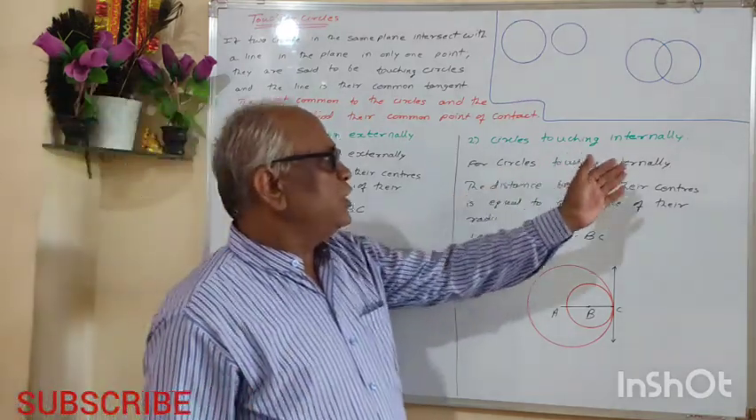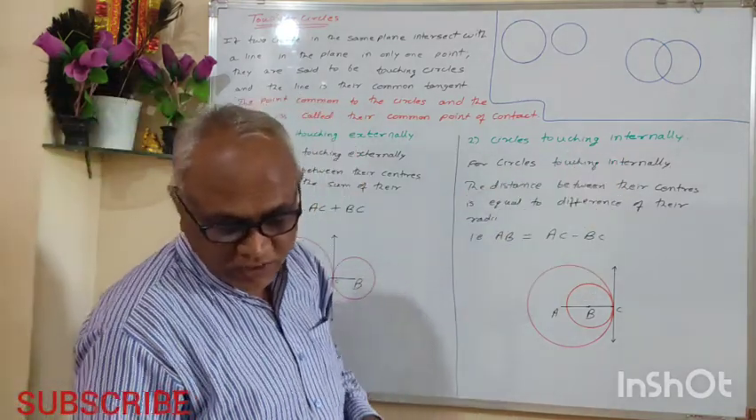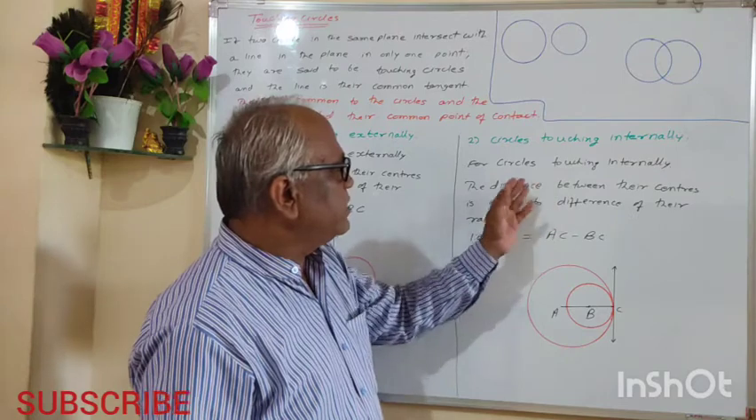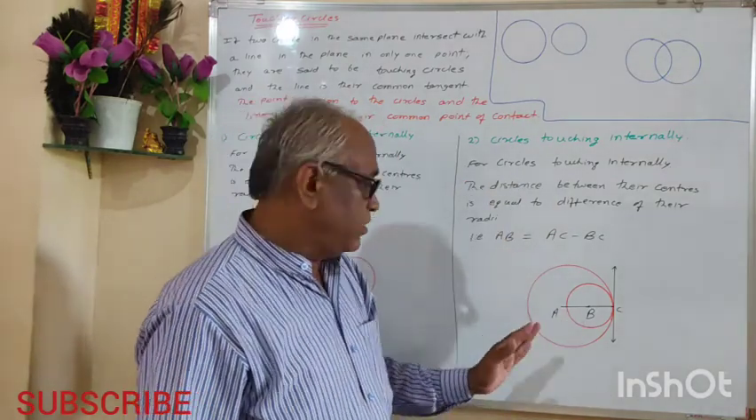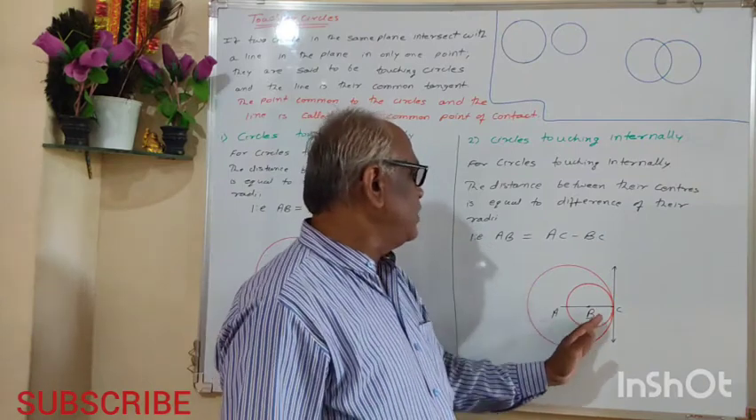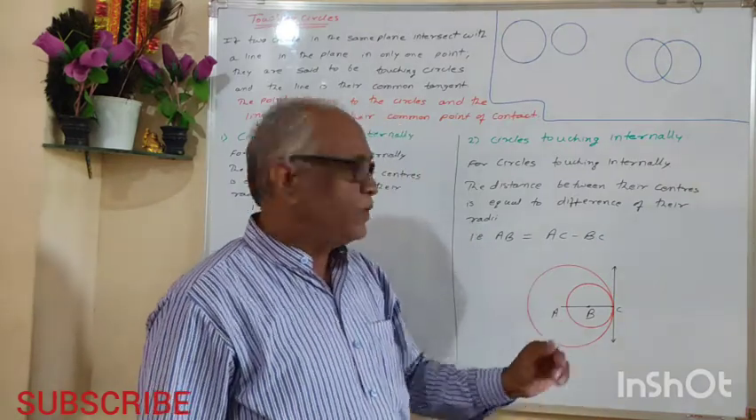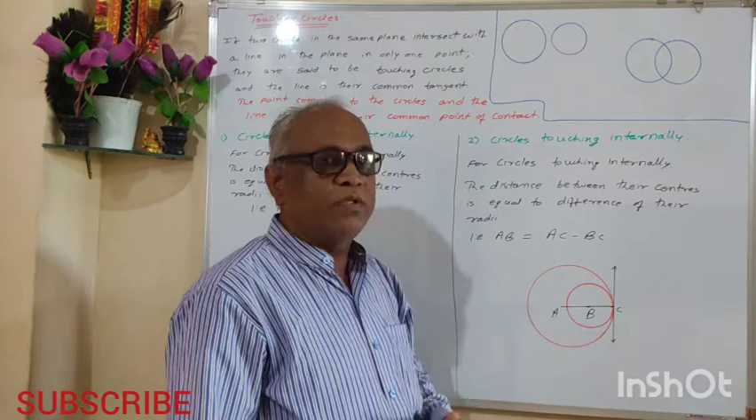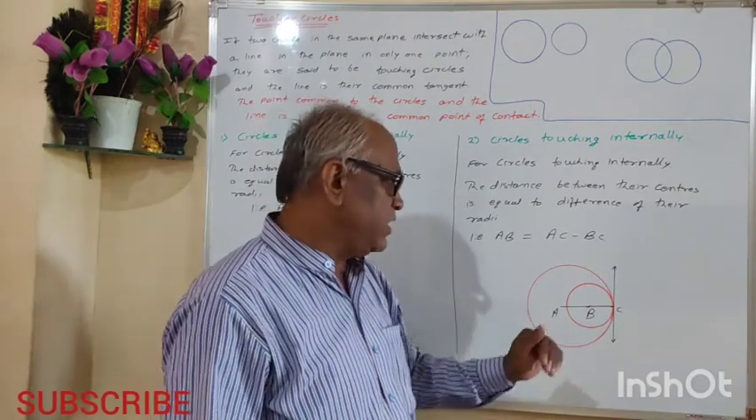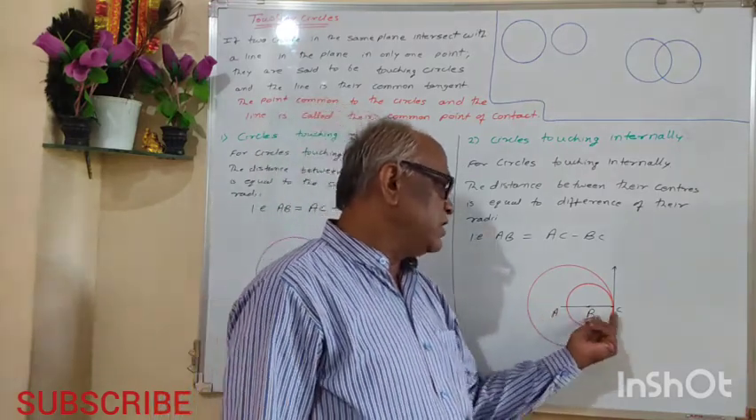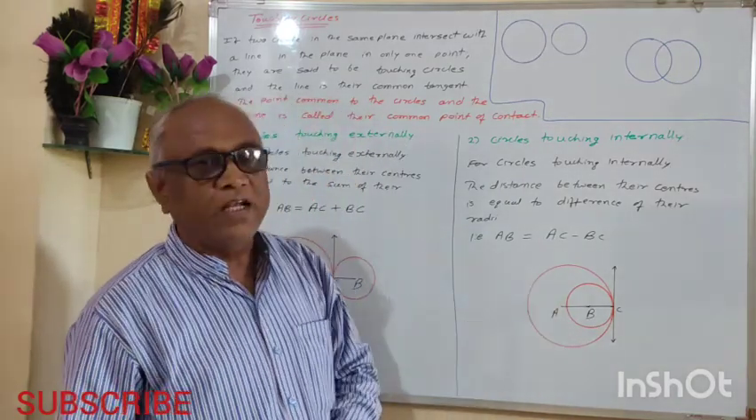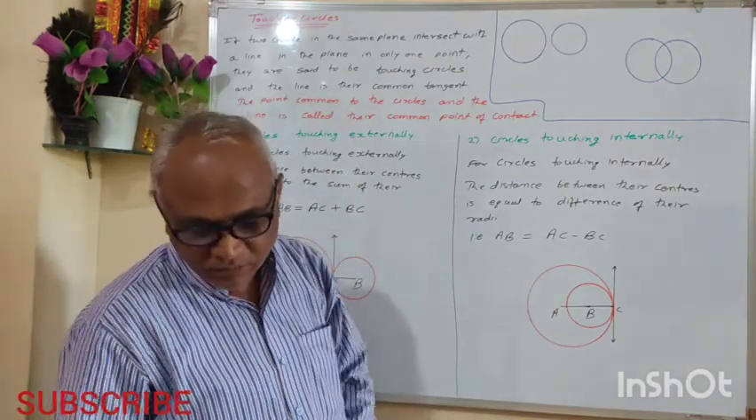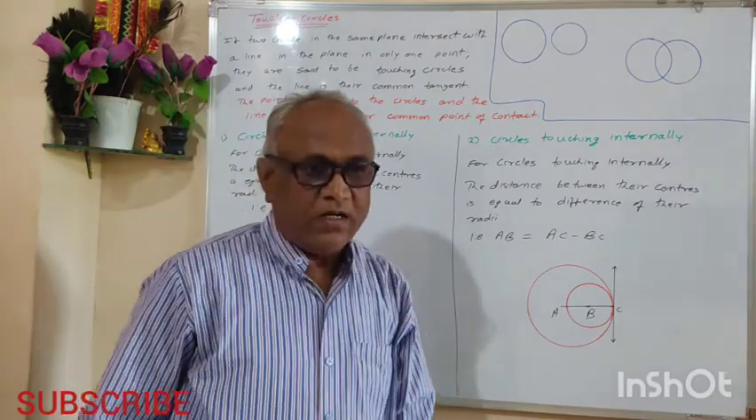And for circles touching internally, the second case, we can say that the distance between the two centers is equal to the difference between the radii of the circles, that is R1 minus R2, that is AC minus BC. If you solve by that, you can solve the examples. You can take a screenshot.